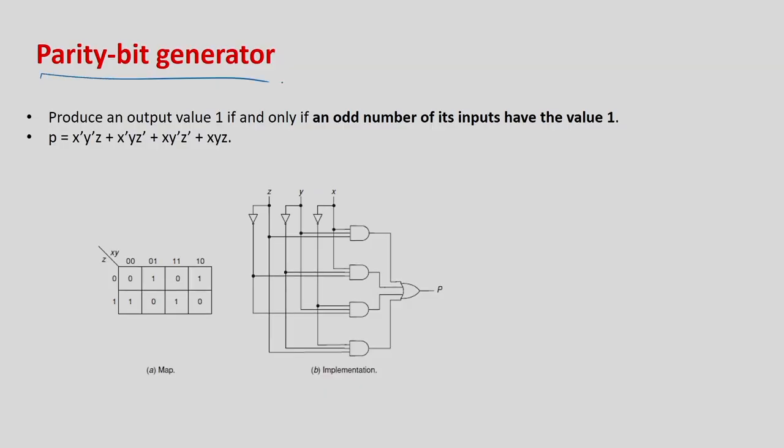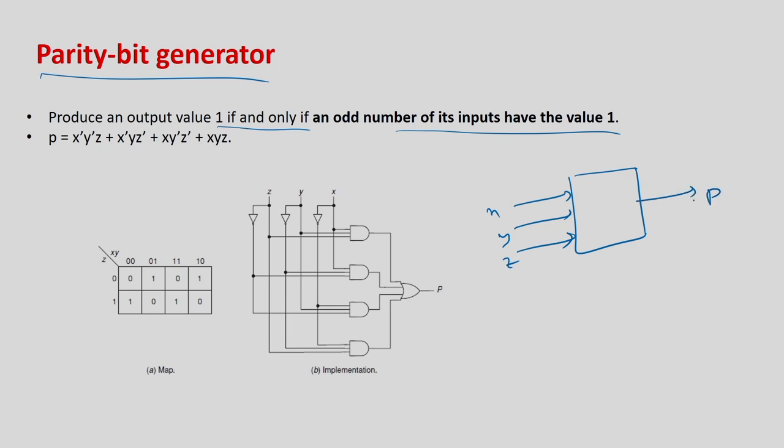Next module I'm going to consider is the parity bit generator. So it basically checks the number of 1s in a given input. The example that I've taken is a 3-bit input, but you could have taken any number of bits. The output of this design is 1 whenever you have an odd number of 1s in the input value, okay. The input is x, y and z, and the output is a single bit p. This is the parity generator.